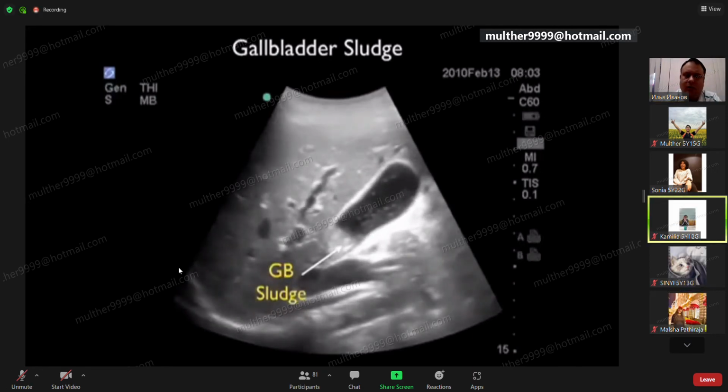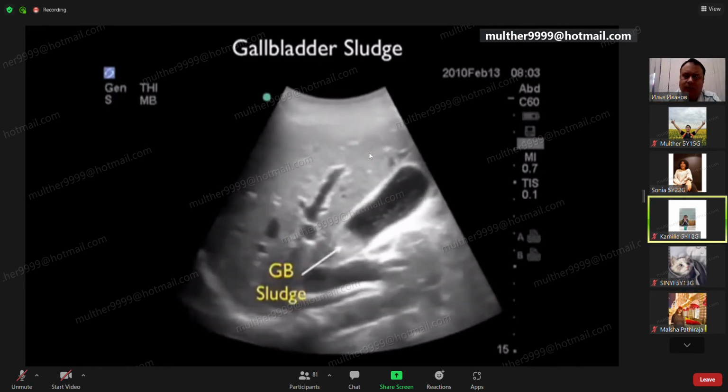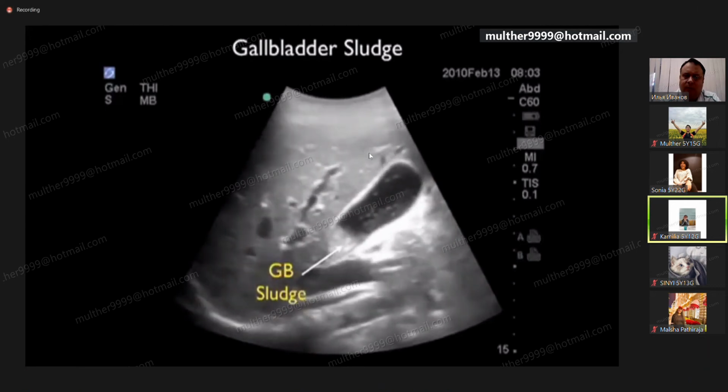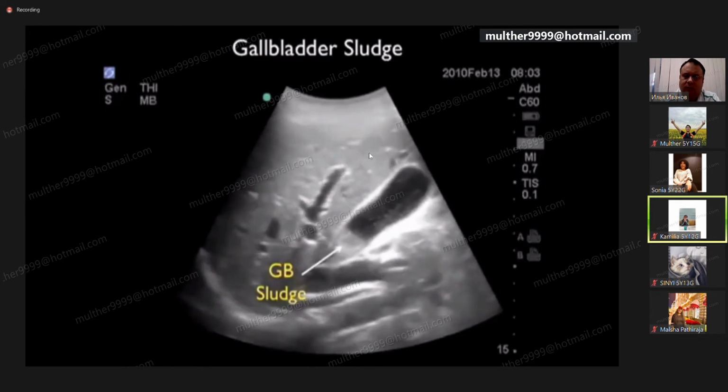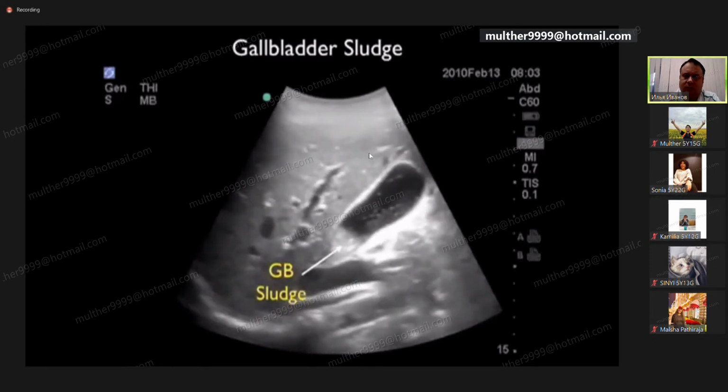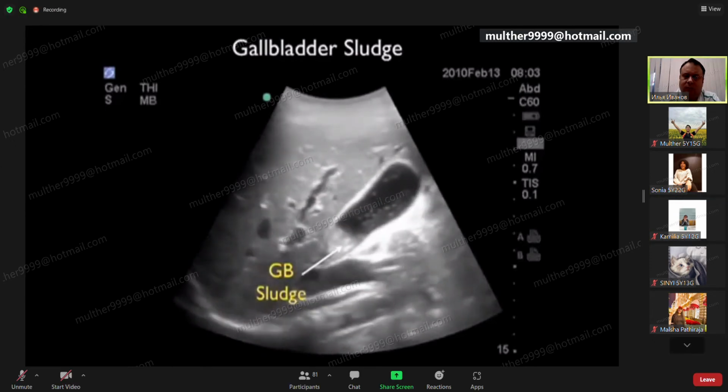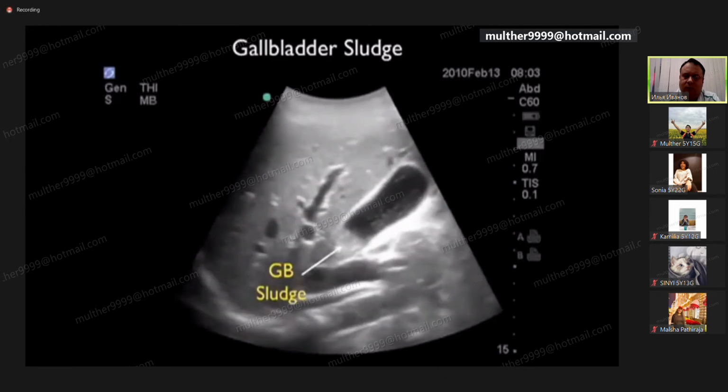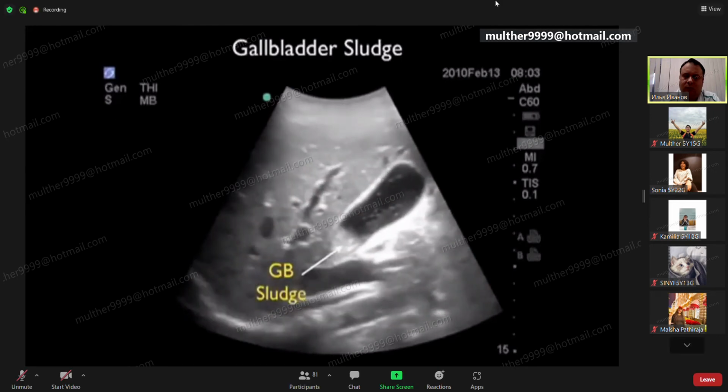Okay. However, sludge is going to be defined as having a fluid level that is going to layer out with gravity. Also, remember that gallbladder sludge can occasionally cause symptoms of acute biliary colic and acute cholecystitis in patients, so it's not a benign finding.